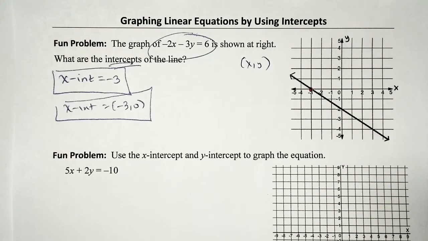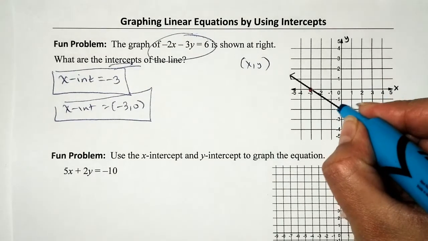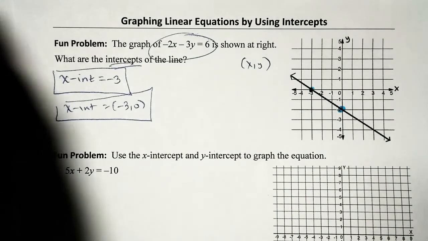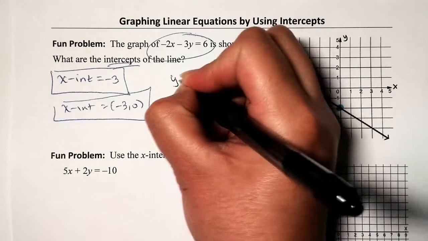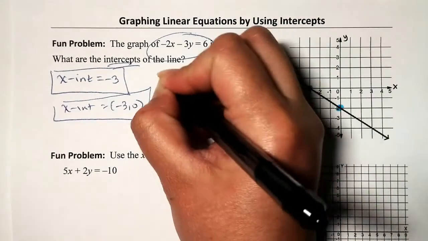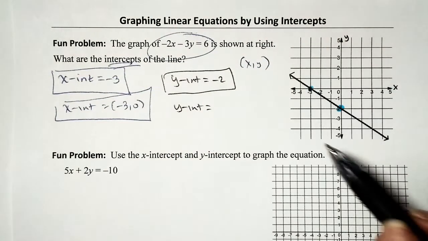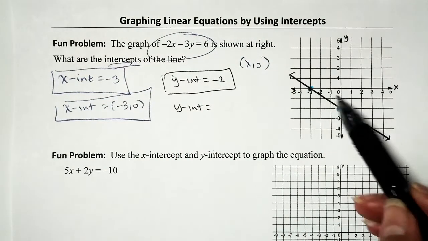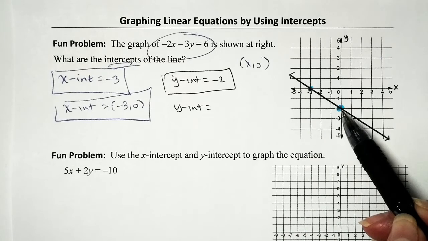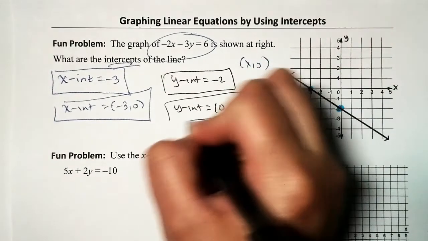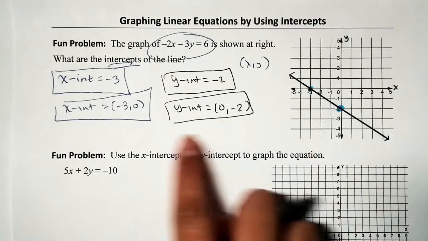Y-intercept, what is that? The y-intercept is the point where the line intercepts the y-axis. So in this case, the line intercepts the y-axis at negative 2. So we're going to tell the world the y-intercept is at negative 2. Again, you can just give me the number itself, or you may be required to write the ordered pair. So x is 0 and y is negative 2. As an ordered pair, it will be 0, negative 2.